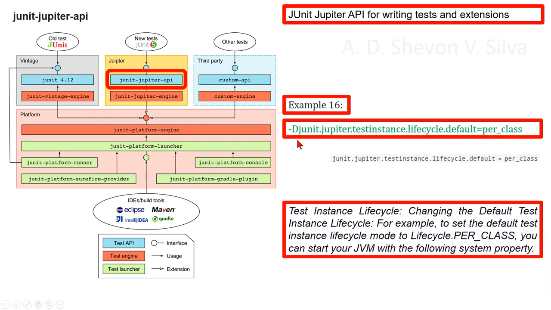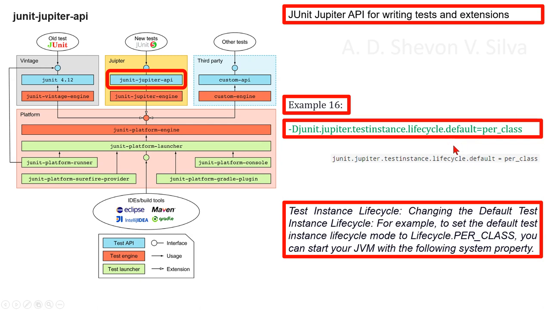Now we are considering changing the default test instance lifecycle. For example, to set the default test instance lifecycle mode to Lifecycle.PER_CLASS, you can start your JVM with the following system property. If a test class or test interface is not annotated with @TestInstance, JUnit Jupiter will use the default lifecycle mode. The standard default mode is PER_METHOD. However, it is possible to change the default for the execution of an entire test plan. To change the default test instance lifecycle mode, set the junit.jupiter.testinstance.lifecycle.default configuration parameter with the name of an enum constant defined in TestInstance.Lifecycle.